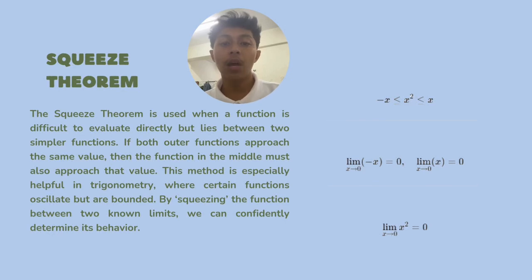In the example on the slide, x^2 is trapped between negative |x| and |x| near 0. Since both negative |x| and |x| head towards 0, x^2 is squeezed into the same limit. It's a powerful way to find certainty in a complex mathematical neighborhood.